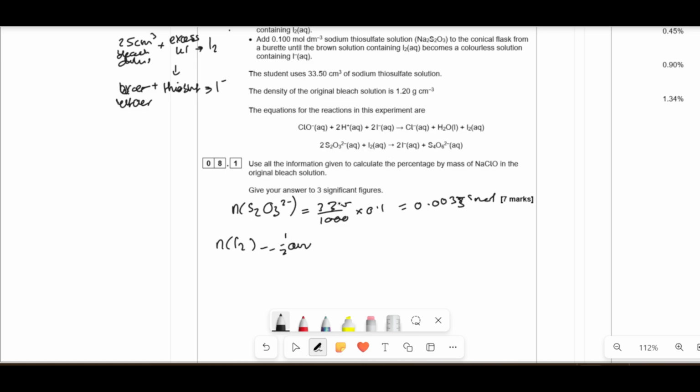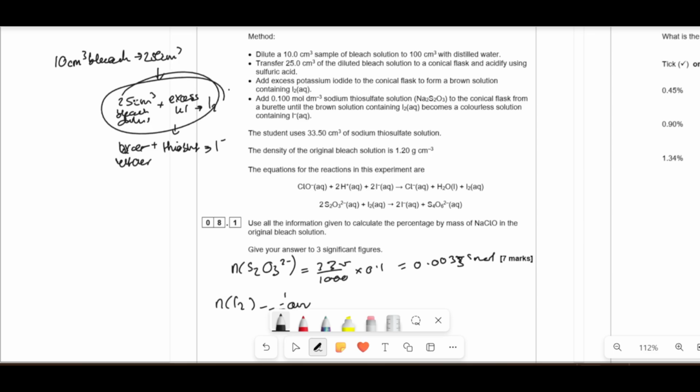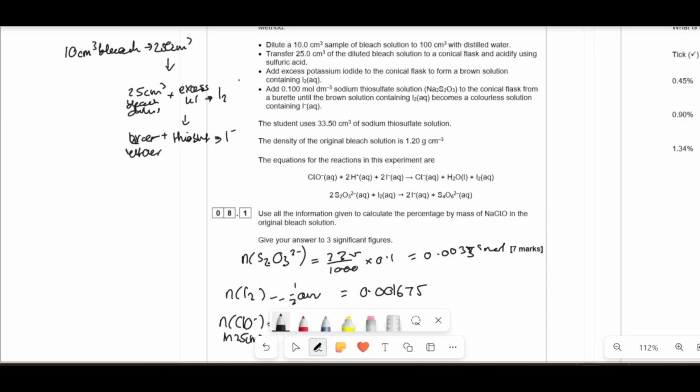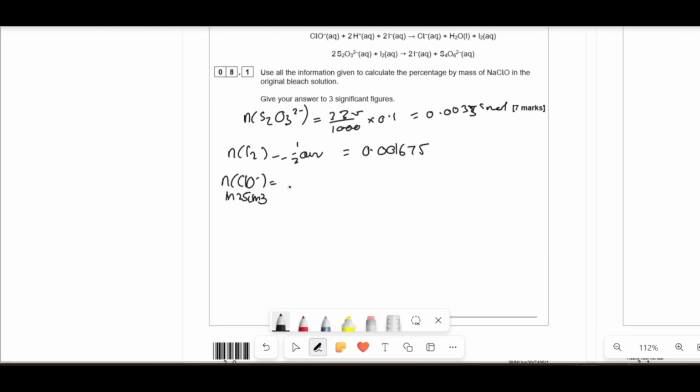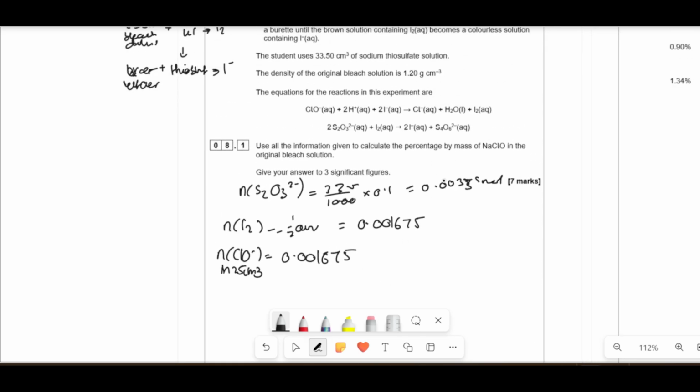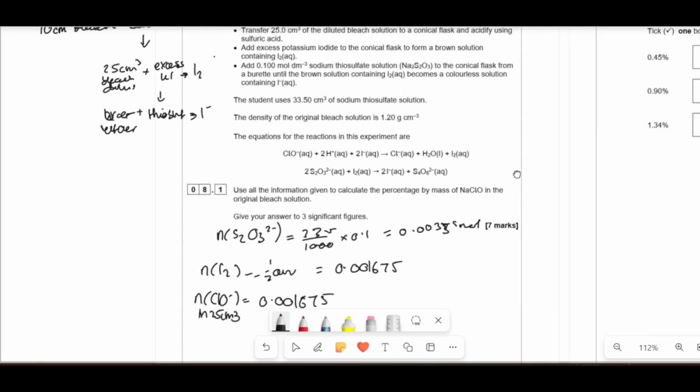because it's 2 to 1. And I know that all of this I2 came from this step here. So that's going to be 0.001675. All of the I2 must have come from here, which means that this must also be the same moles of I2. So the moles of the ClO- in a 25 centimeter cubed pipette, remember, because that's what we're reacting it with, is going to equal 0.001675. So actually, we didn't have to do any of the subtracting KI stuff. We're working out the totals, which is actually a good thing here.